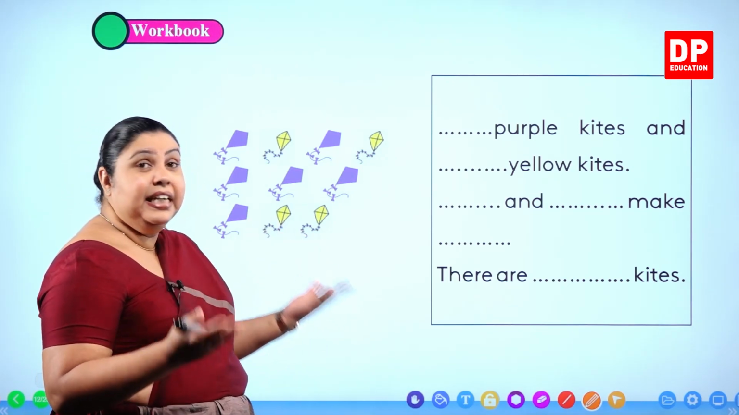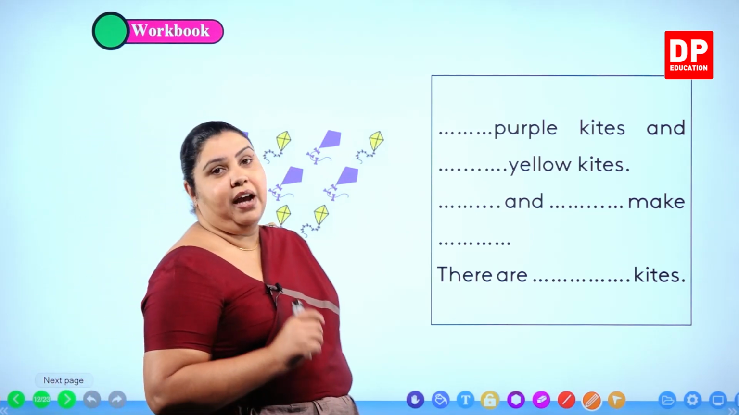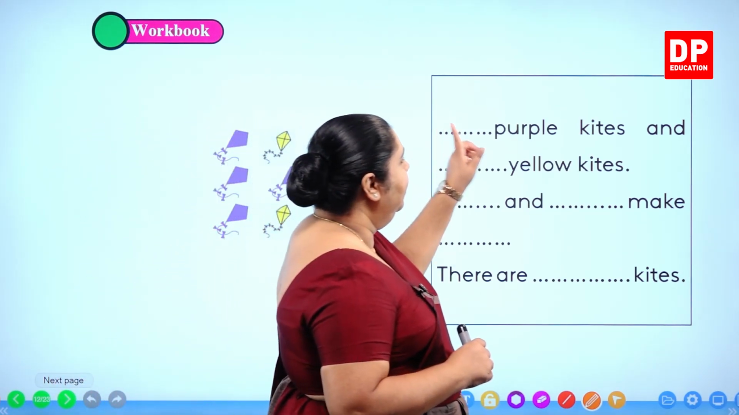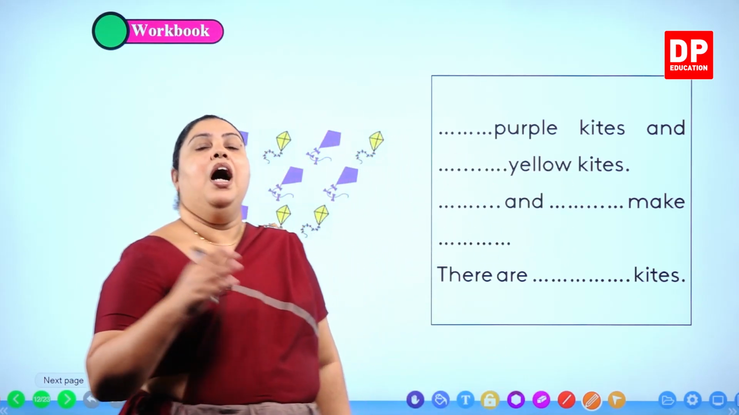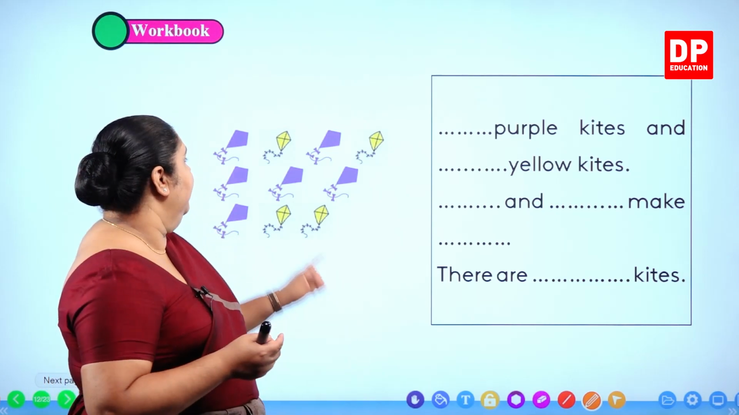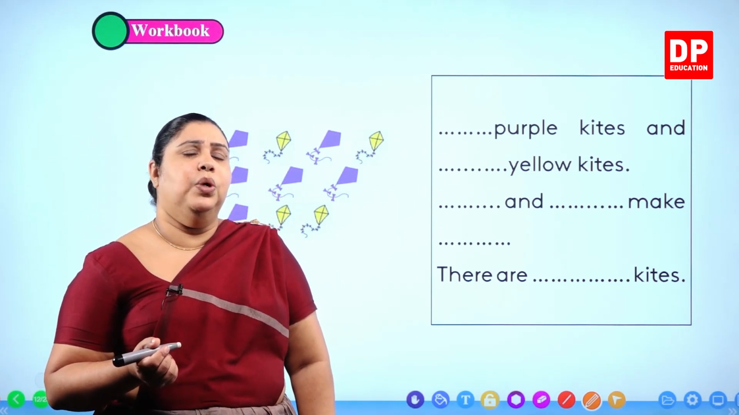Then we have 6 purple kites. Right. Now let's start writing the numbers. Blank purple kites and blank yellow kites. How many purple kites did we have? We had 6 purple kites. How do we write the word 6? S-I-X.